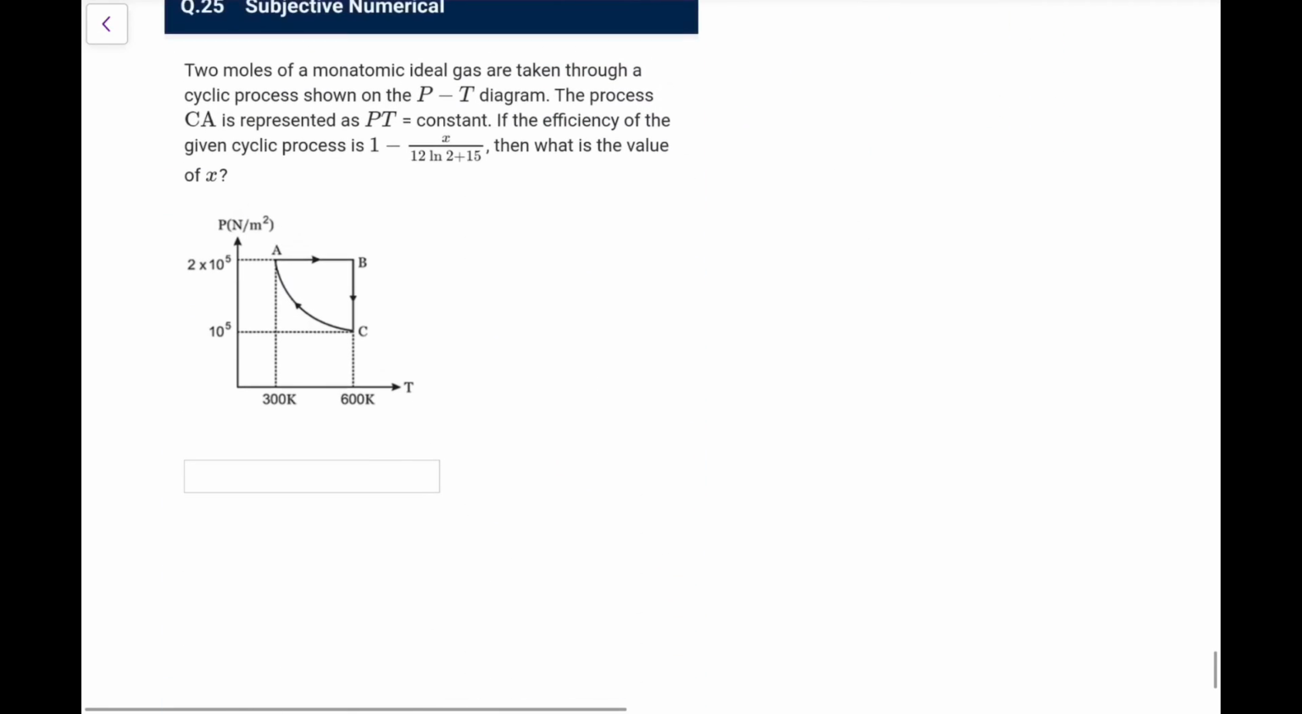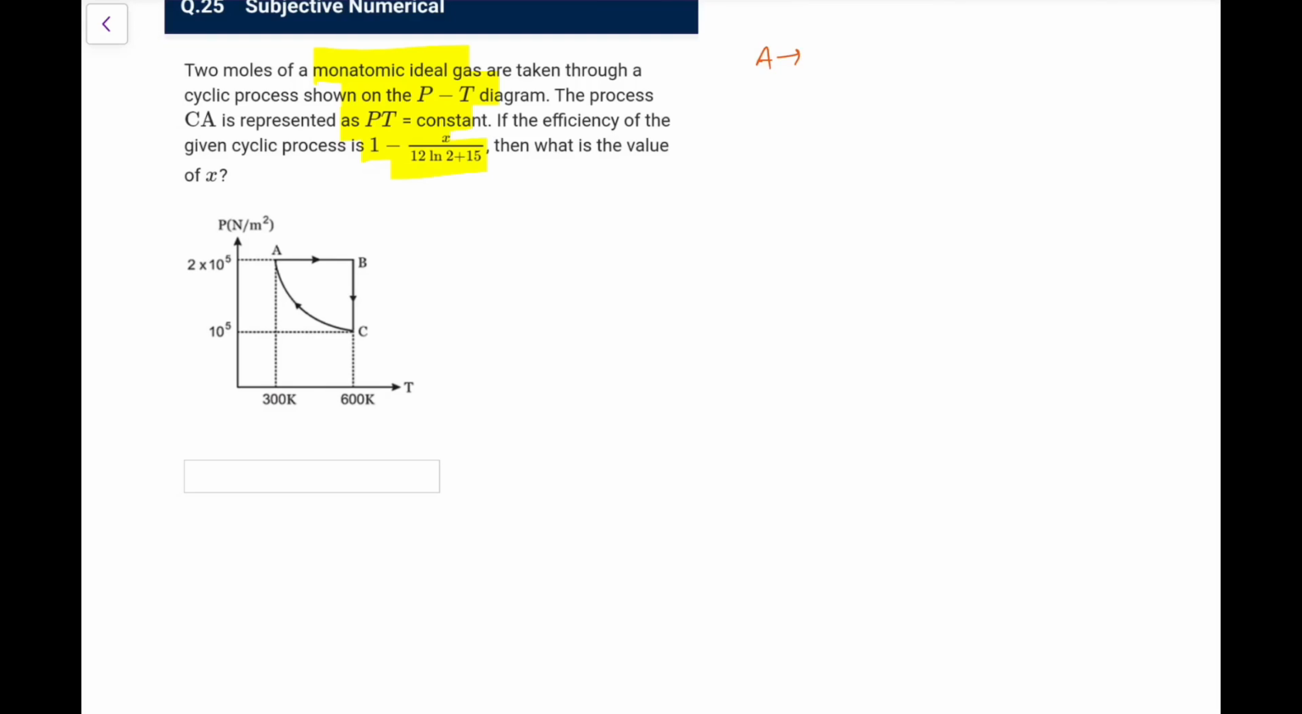Now the last one. Let's see what it is. 2 moles of a monatomic gas are taken through a cyclic process on the PT diagram. The process CA is represented by PT is constant. This is also one of the advanced questions lifted, not exactly, it is a subjective one. If the efficiency of the cycle is this, then what is the value of x? Okay, so what is the efficiency of the cycle?